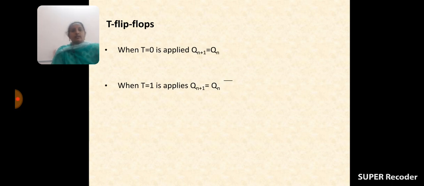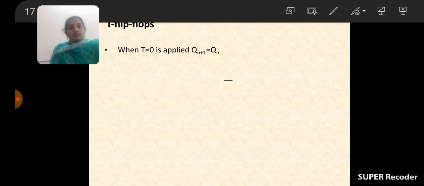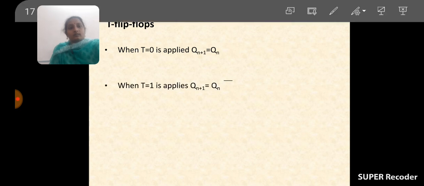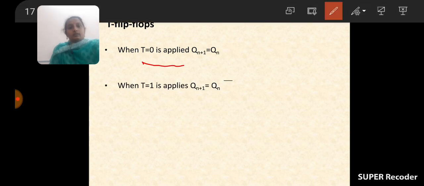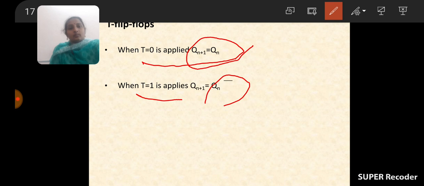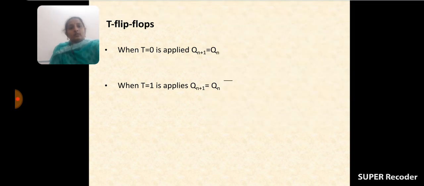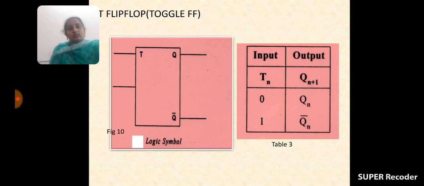If we apply 0, the output is equal to 1. Okay. If T is equal to 0, we are getting output equal to 1. If T is equal to 1, we are getting Q bar. Okay. So in this way, the output is changed from 0 to 1 and 1 to 0.